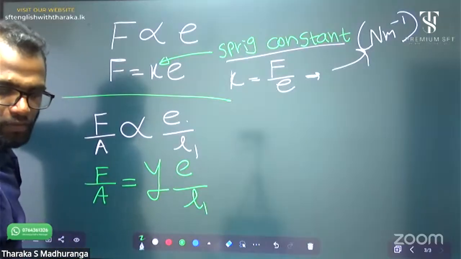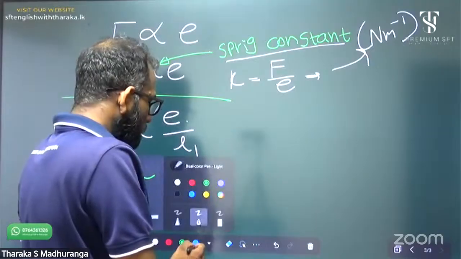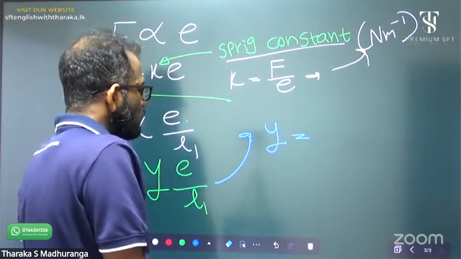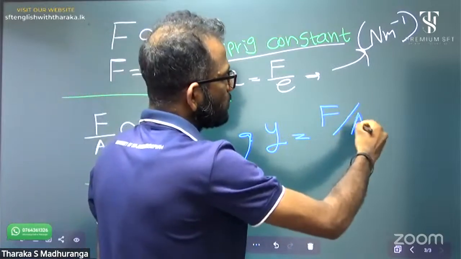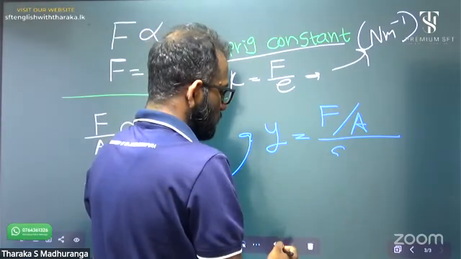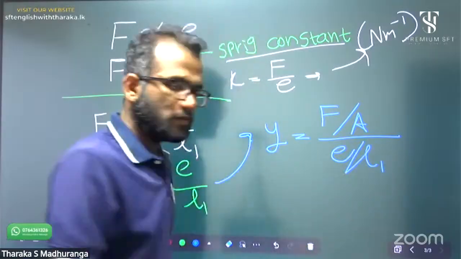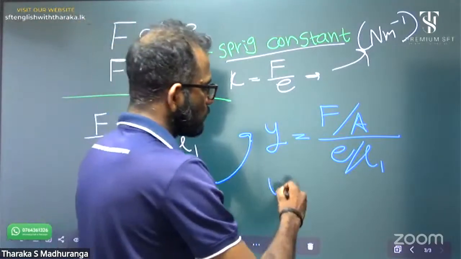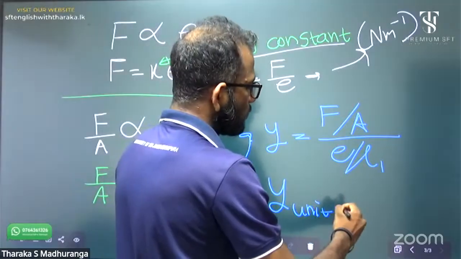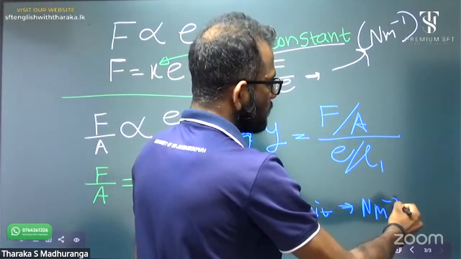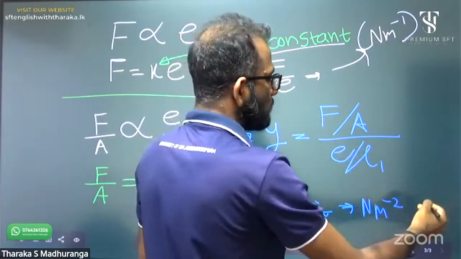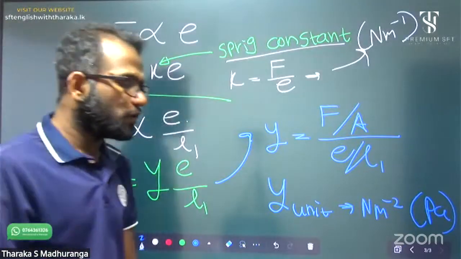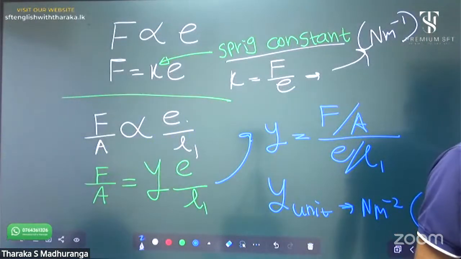Okay. If you isolate Young's modulus, Young's modulus equals F over A divided by strain, that means stress divided by strain. This is a basic equation. Then what's the unit of Young's modulus? The unit is N m minus 2, because strain has no units, so the unit becomes Pascal. Right? This is a summary of the mechanical properties of matter. Everything I explained. Understood?